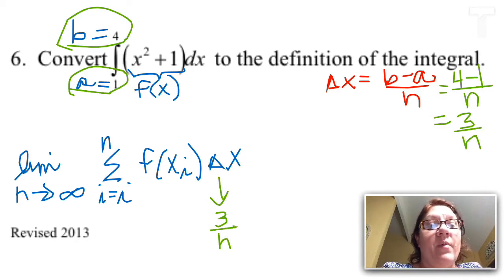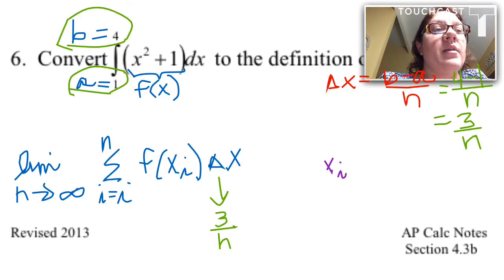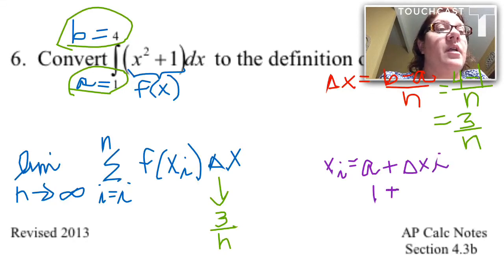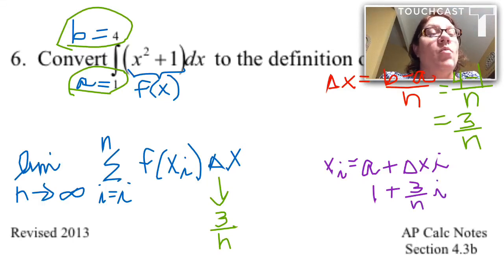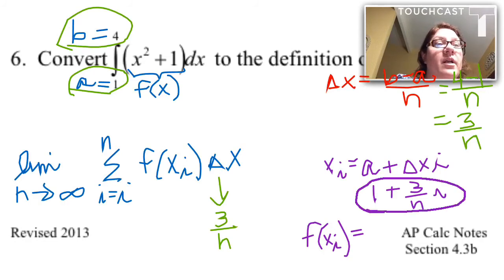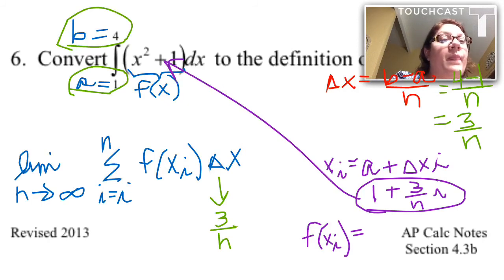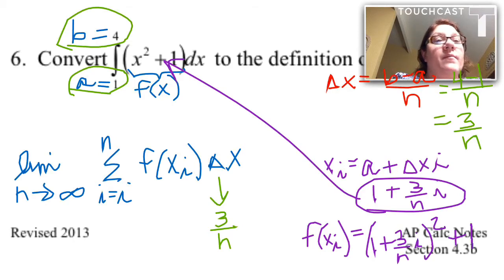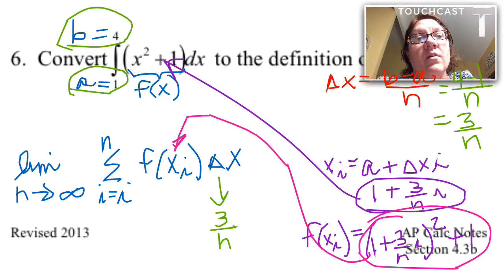And now to find f of x sub I, remember x sub I is a plus delta x times I. Well, I know a is 1, and I just found delta x. And then I want to find, so I found the x values. Now I want to find their corresponding y values. And so I'm supposed to take that x value, that generic x value, and plug it into my function, which means I'd be doing 1 plus 3 over n times I, and squaring that and plus 1. And so all of this is going in for here.